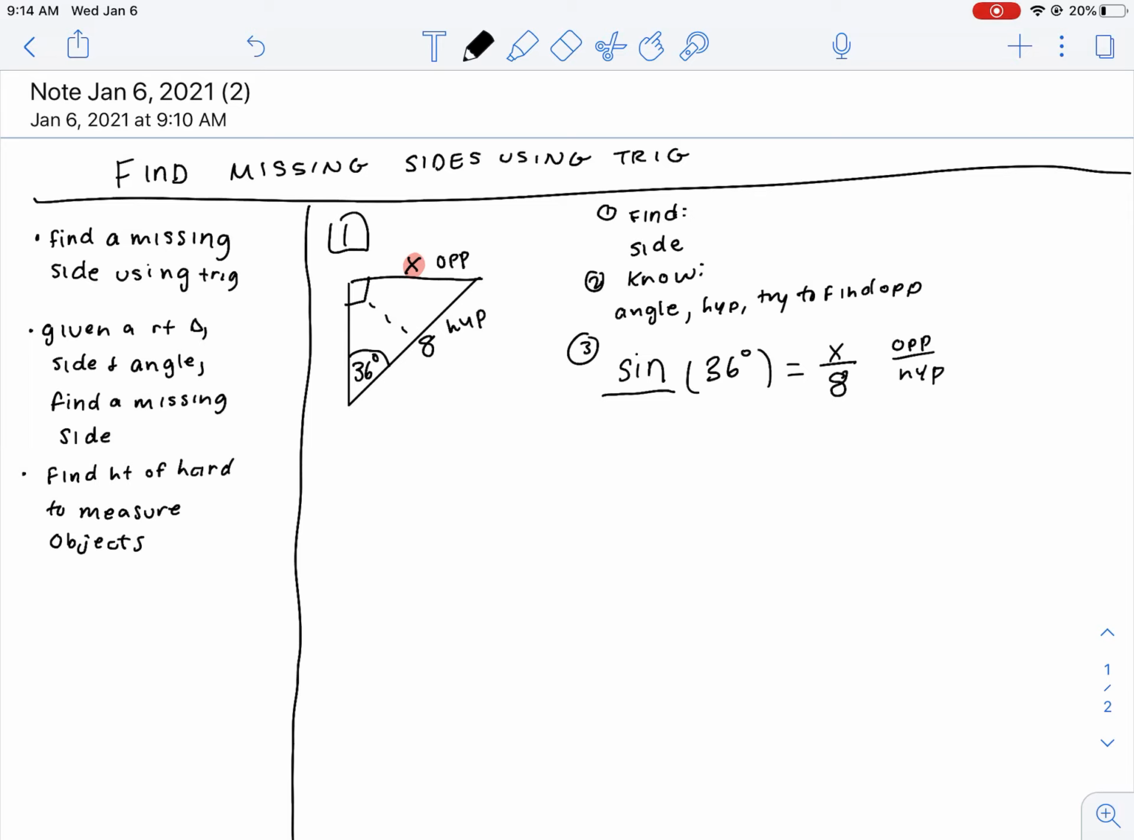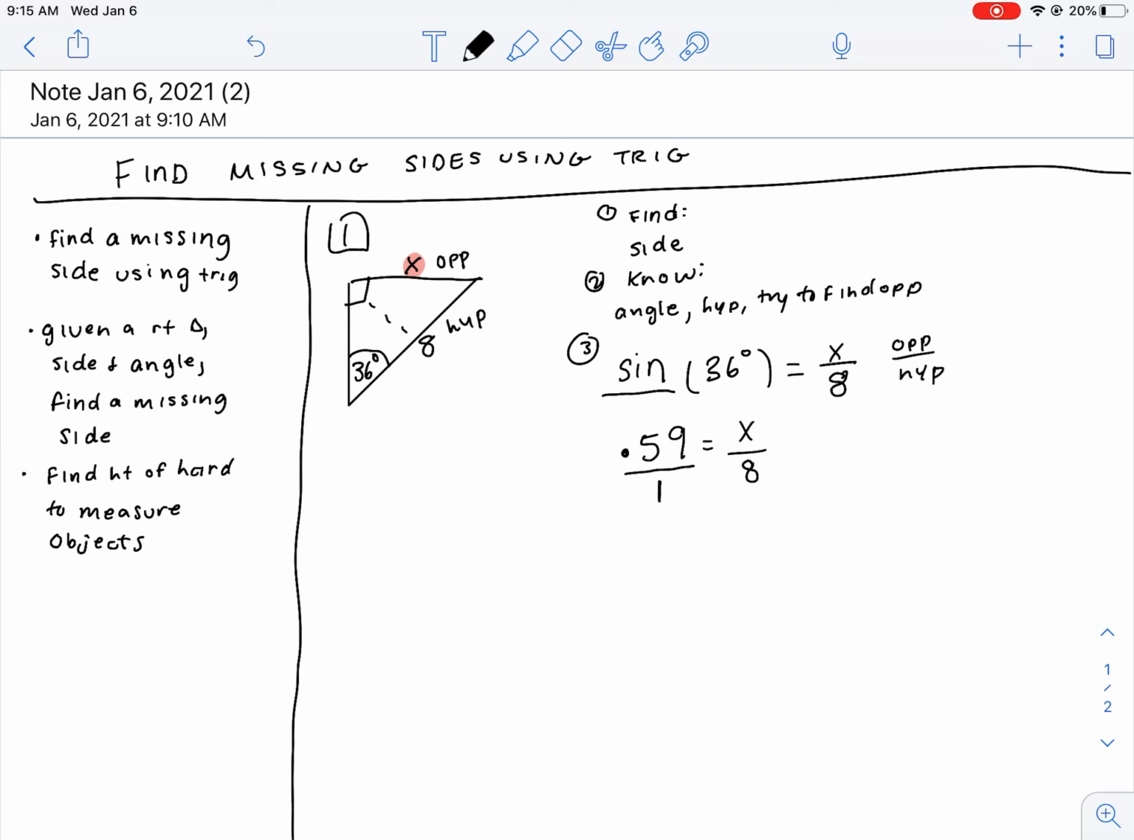Well, here's the secret. We know what the sine of 36 is. It's a fixed value. So in our calculator, we type in 36 and then press the sine button. And when we do, we get 0.5877. Now I'm going to round it to the second decimal place, so the 7 is going to make the 8 become a 9. So I'm going to replace the sine of 36 with 0.59. That's its value. So 0.59 is equal to x over 8. So something divided by 8 has to equal 0.59.